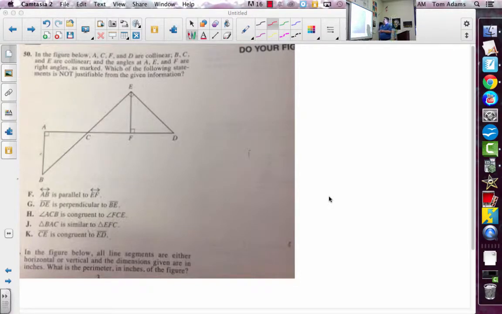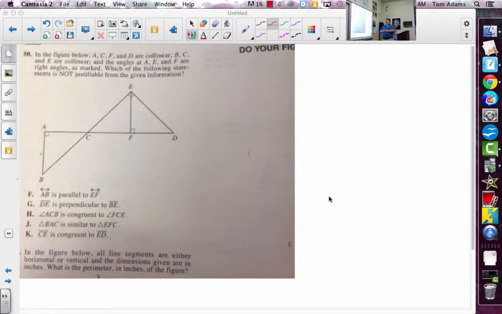Number 50, it says, in the figure below, A, C, F, and D are collinear. Collinear, what does it mean? On the same line. All right, collinear. B and C and E are also collinear. And the angles at A and E and F are right angles as marked. Which of the following statements is not justifiable for the given information?